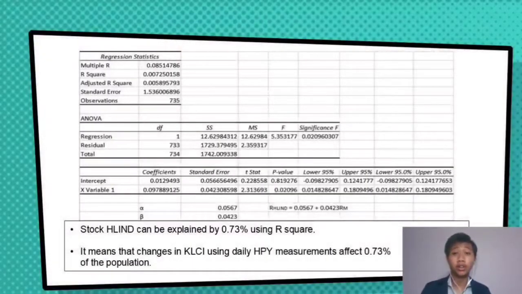Using R-square, Hong Leong Industri Berhad can be explained by 0.73%. This means that changes in the KLCI based on daily measurements affect 0.73% of the population. P-values indicate that the model is insignificant because the value exceeds 0.1.